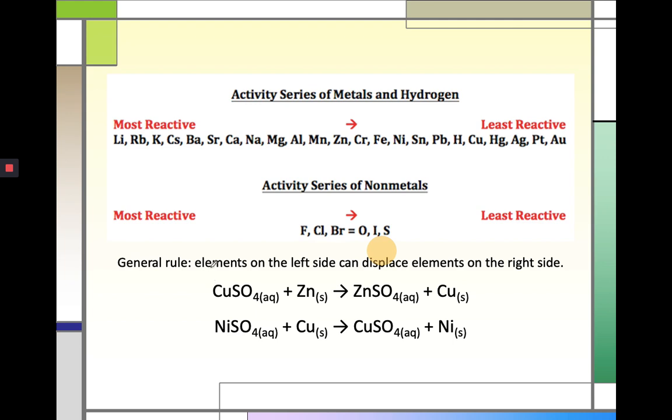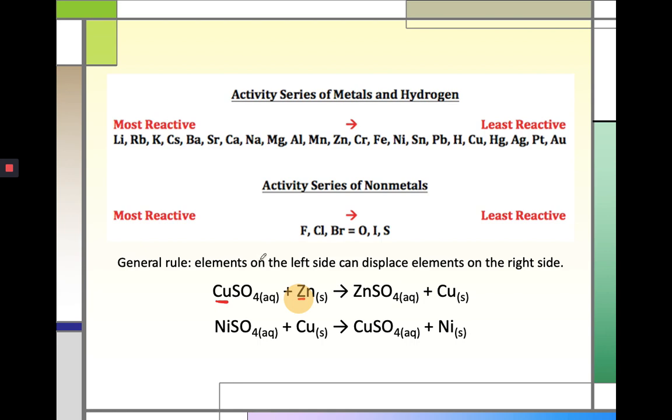So the metals involved here, the ones that will be fighting for the hand of the sulfate ion, are copper and zinc. So the question is whether zinc will be able to displace copper, all right, and thereby form zinc sulfate and copper.